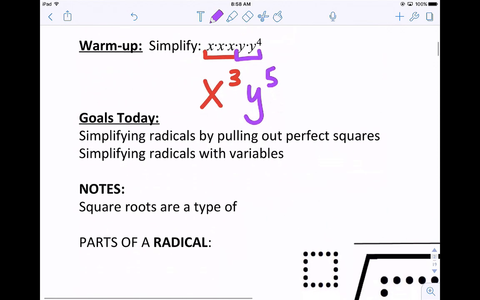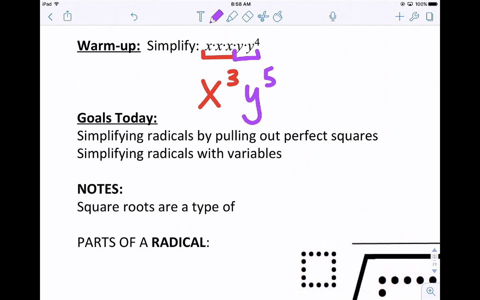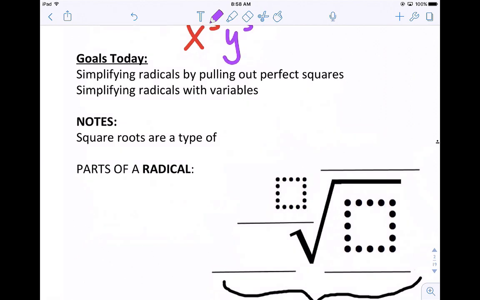Today we're going to look at simplifying radicals by pulling out perfect squares and simplifying radicals with variables. Note, square roots are a type of radical.